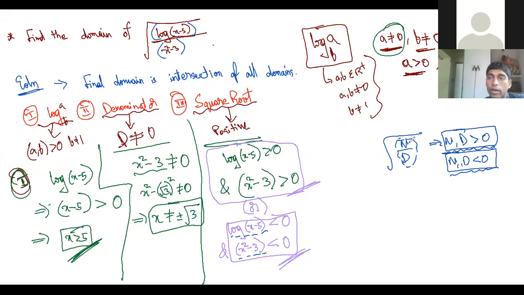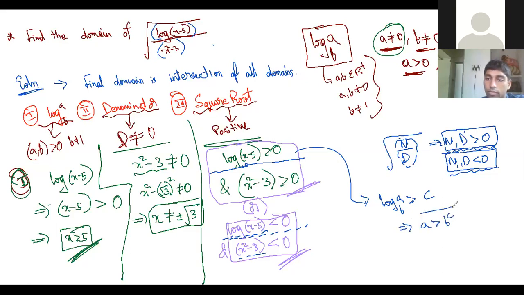Yes, sir. Right. Now you see, log of x minus 5 to the base 10. When the base is 10, you can actually raise both sides to the power of 10. This might be a little confusing to some of you, but see, log a base b greater than c implies a is greater than b power c.